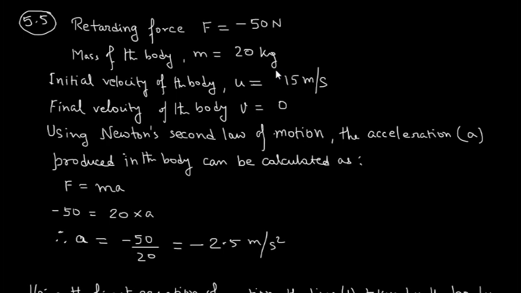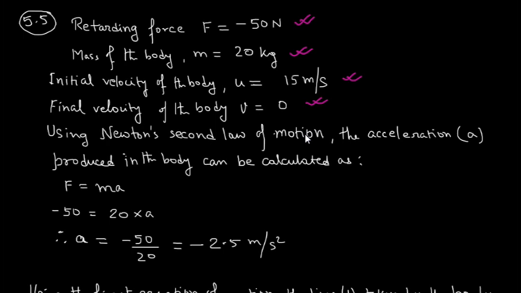So let us see the solution. Retarding force F is equal to minus 50 Newton. Since the force is a retarding force, we take the minus sign. Mass of the body is 20 kg. This is also given. Initial velocity of the body is u is equal to 15 meter per second. Final velocity of the body v is equal to 0, because the object finally stops due to the retarding force.